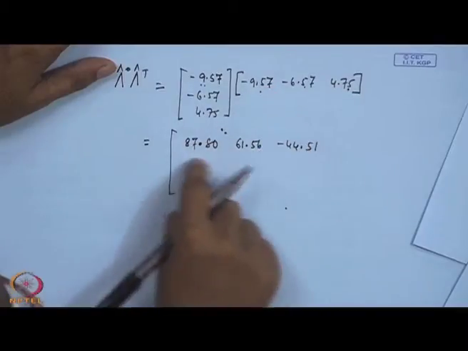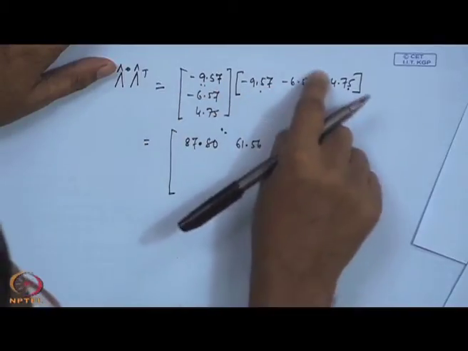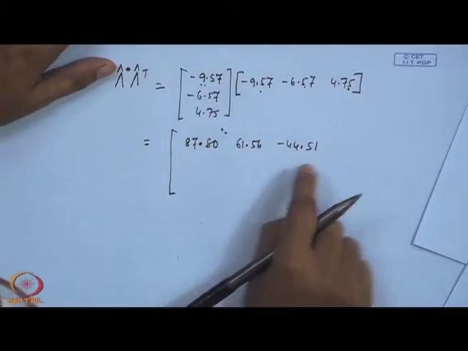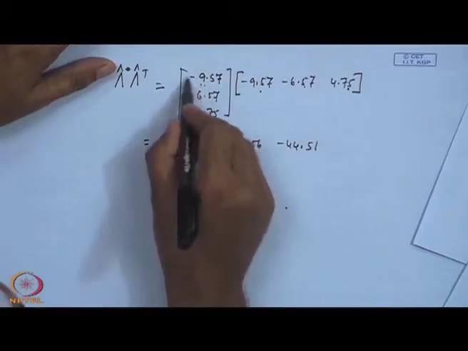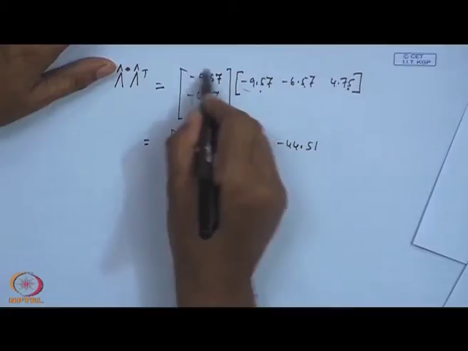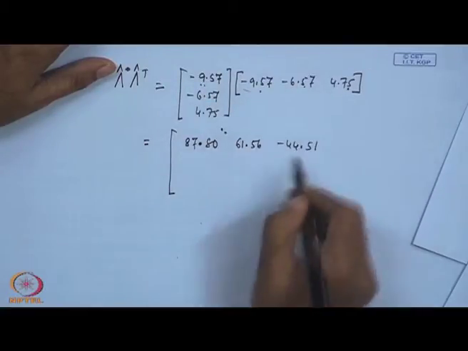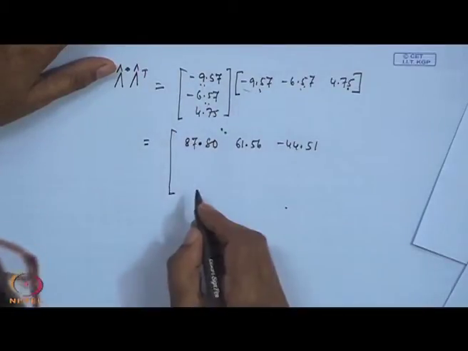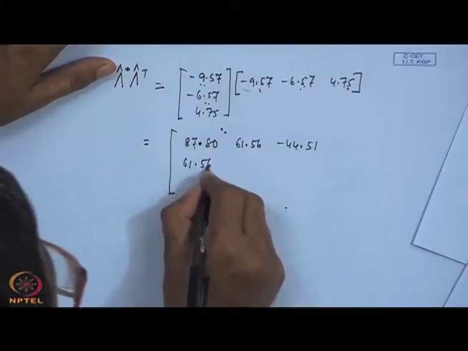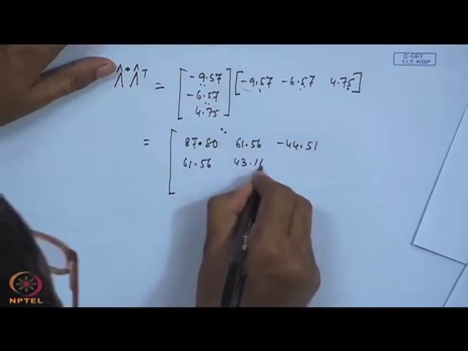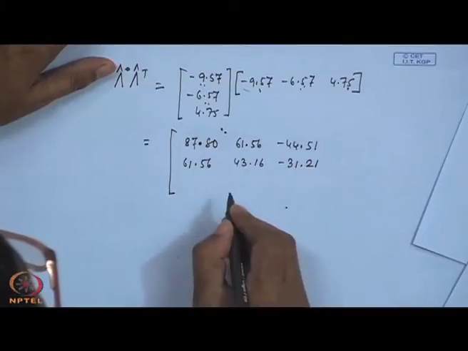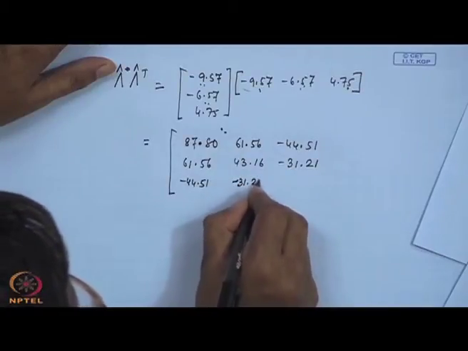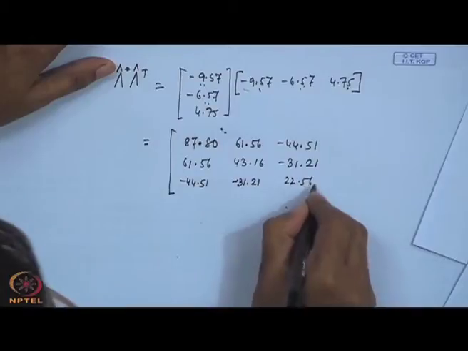9.57 into 9.57 is this, minus 9.57 into minus this one, minus this plus this, minus is coming, that is the way. So I repeat again, minus this into minus this is this. In the same manner, this cross this, this cross this, this cross this, you will be getting values like 61.56, 43.16, minus 31.21, then minus 44.51, minus 31.21, 22.56.